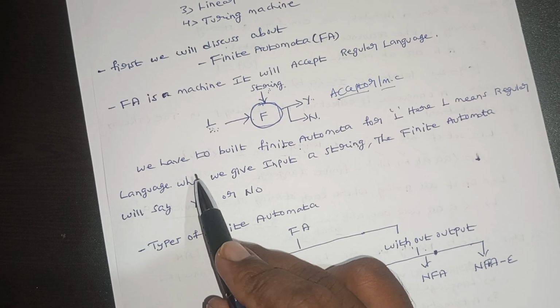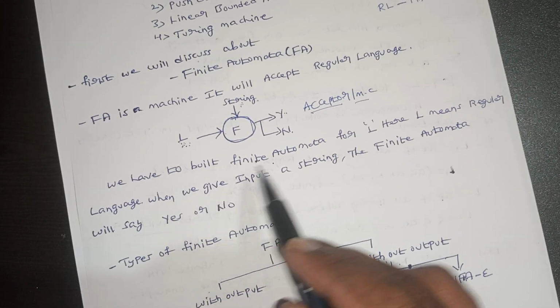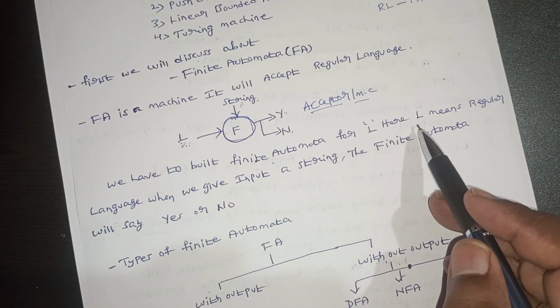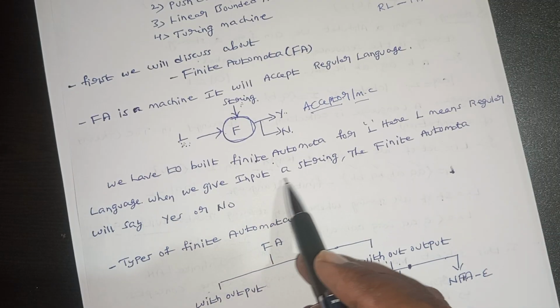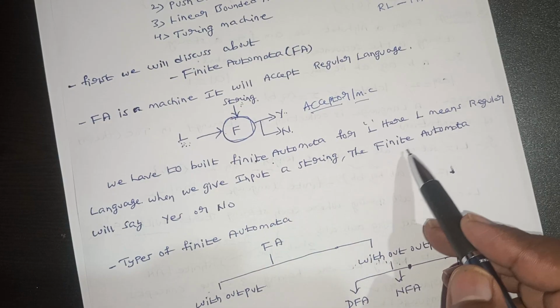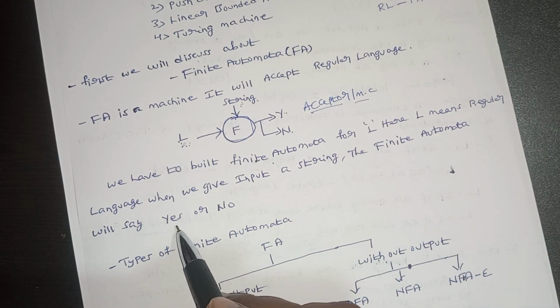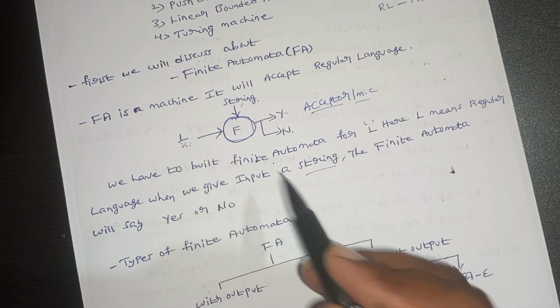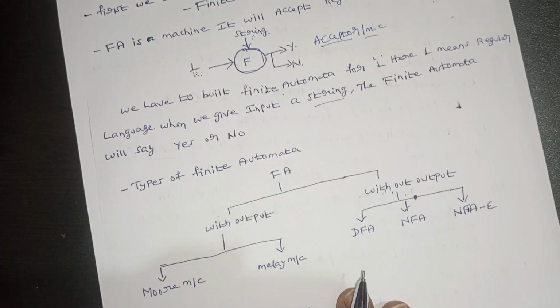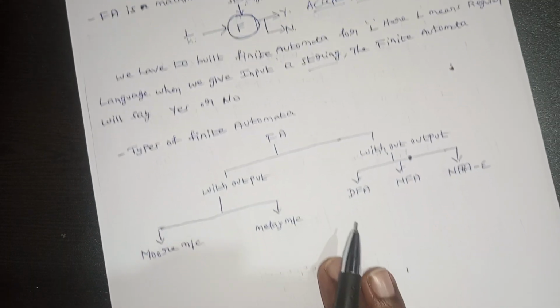See here, we have to build a finite automata for L. Here L means regular language, where we give input as a string. Actually that is the main concept. The finite automata will say yes or no. It means whether the string is present in the language or not. That is called an acceptor.